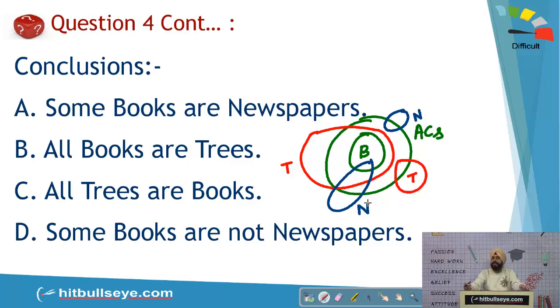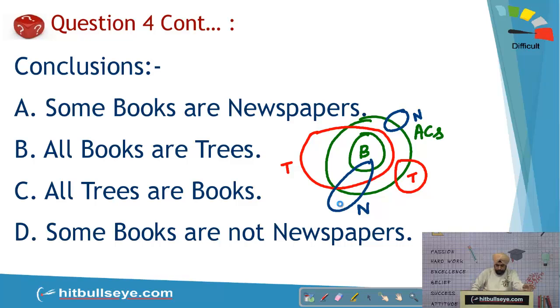You know, conclusion is something which is 100% definite. Now some books are newspapers, you can say not necessarily. All books are trees. No, it could be possible, but again not definite. All trees are books, not again definite. And some books are not newspapers, even that is not definite, because even the whole of the books can be covered by newspapers. We could have very well made the circle of newspapers so large to cover all the books. So none of these follow.